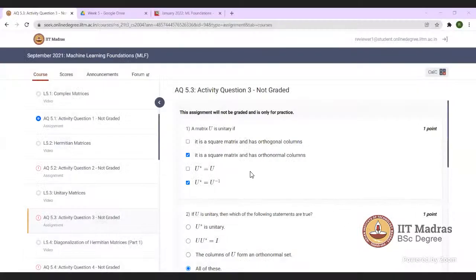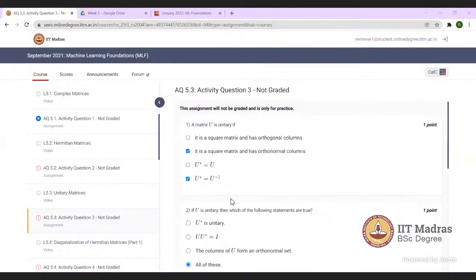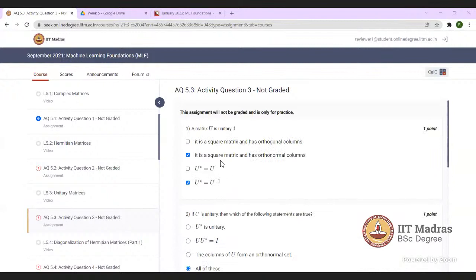Okay, so let's look at this 5.3. I'll just remove this. I better remove the answers and then I'll just share again.